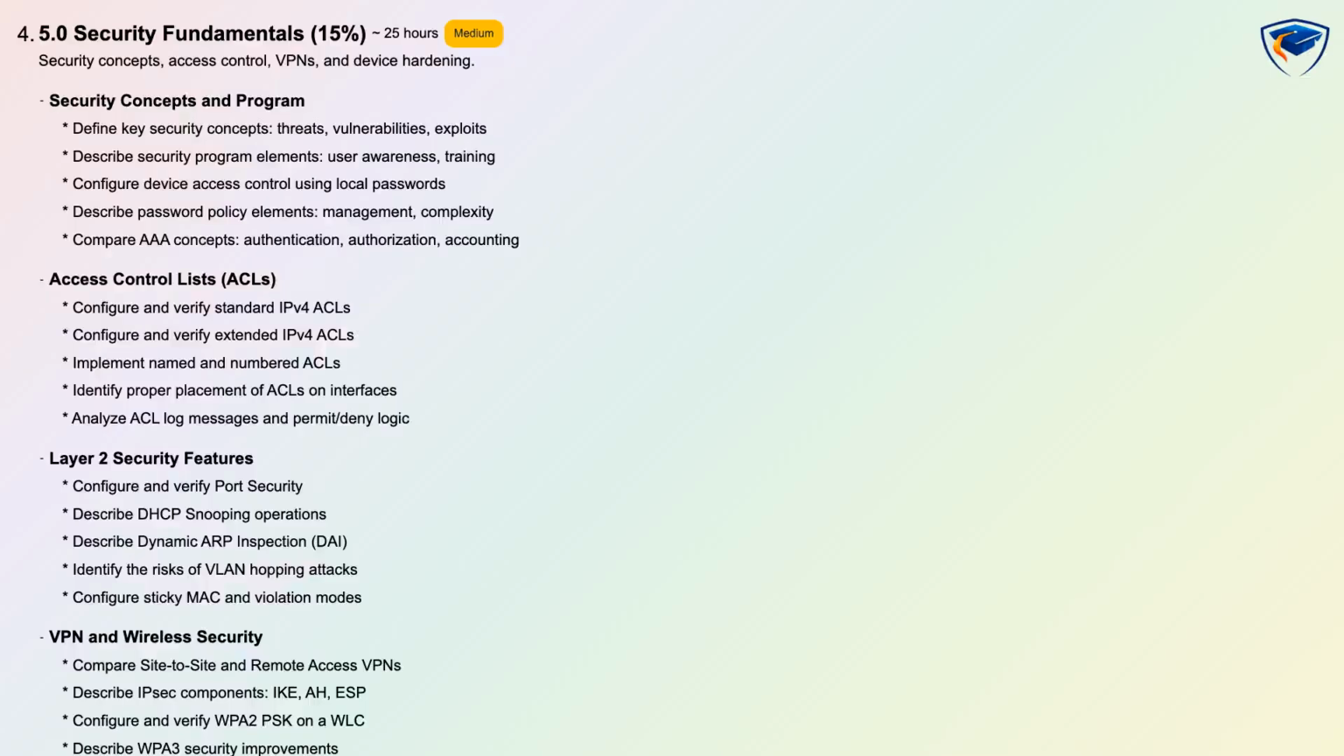Practical skills include configuring AAA concepts, local device access, and access control lists with standard and extended rules, placement and logging analysis, Layer 2 protections like port security, DHCP snooping, dynamic ARP inspection, and wireless security topics including WPA2 and WPA3. IPsec VPN basics and 802.1X are also covered.